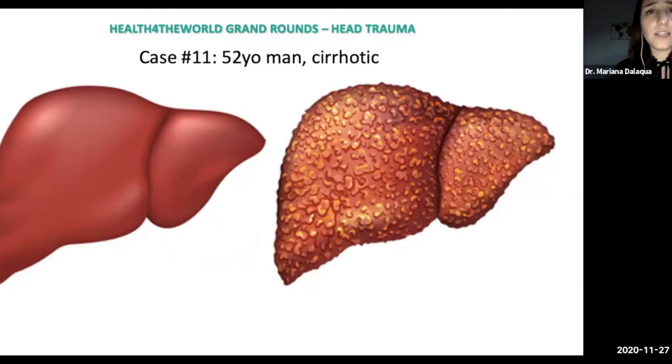Well, 11th case, we have a 52-year-old man who is cirrhotic. He had already been operated on for a subdural hematoma on the right. So here we see the pneumocranium on both sides. So this patient had a rebleeding after the first surgery. We see a very important deviation of the midline structures. We see a midline shift. We see as well that there's uncal herniation here because of this rebleeding.